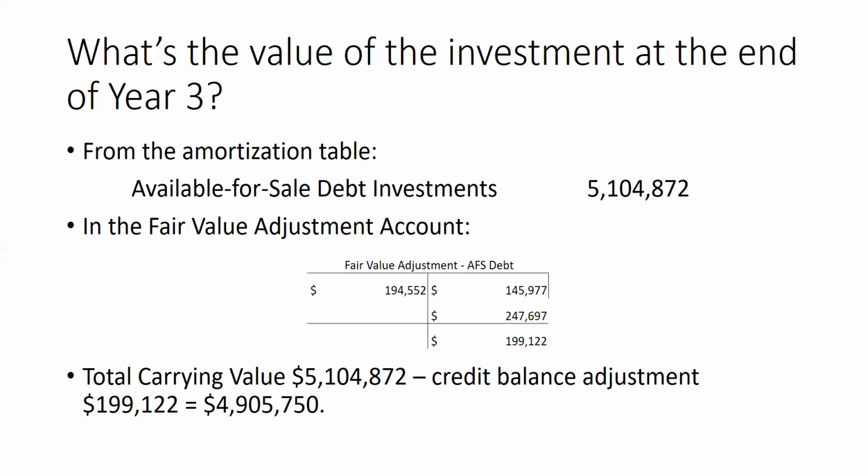This reduces the carrying value to the fair value. So $5,104,872 minus the balance of the fair value adjustment account gives us a fair value of $4,905,750.